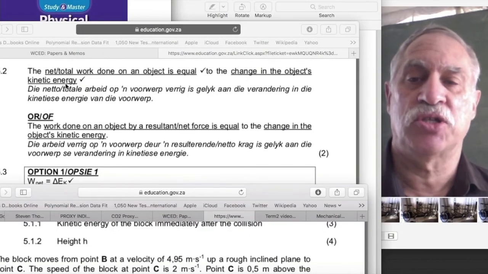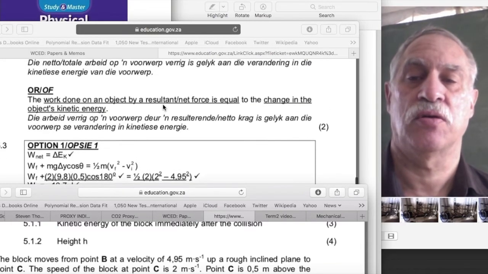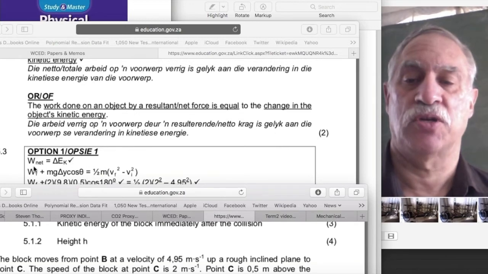They asked us to define the work-energy theorem, and it says this is the theorem that formula is defining. The net or total work done on an object is equal to the change in the object's kinetic energy. There it is. The net work done is equal to change of kinetic energy.